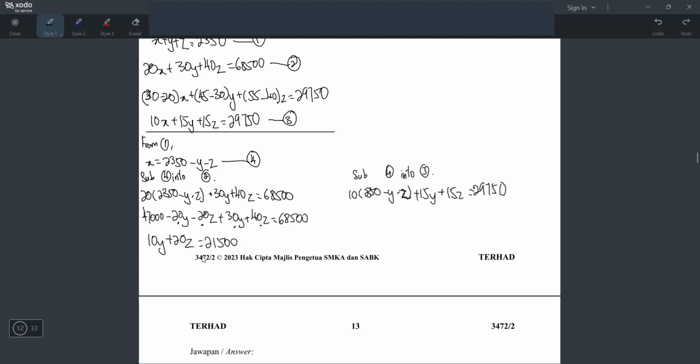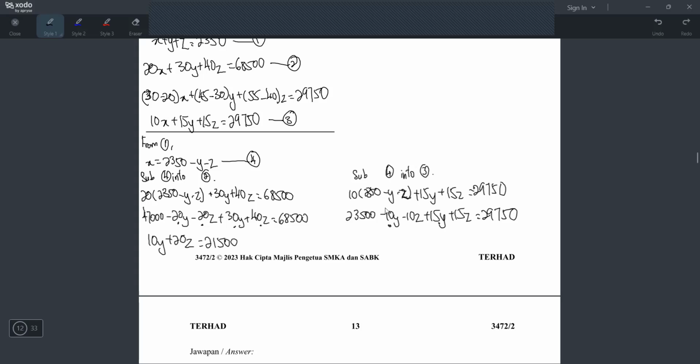This is just a new equation that has two variables. So I need another equation that has two variables. And how do I get it? I get it from here. So now let's expand this. 10 times 2, what is this? This is 2350, right? So it will be 23500 minus 10y minus 10z. All right, I just take the 10 times with everything. And then plus 15y plus 15z equals 29750.